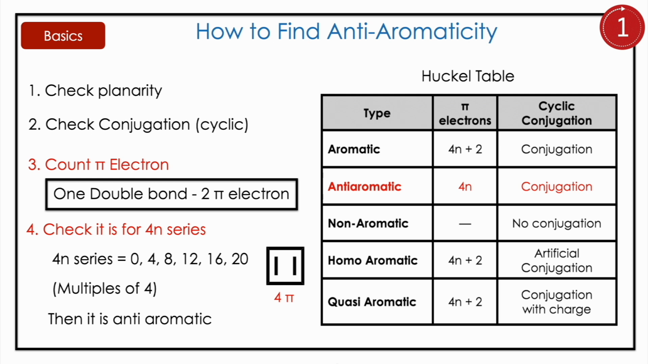How to find an anti-aromatic compound? First you check the planarity, whether the compound is planar or not. Then check the conjugation. Conjugation means you should find whether it has alternating single and double bonds or not. Then count the pi electrons. One double bond is 2 pi electrons. Then check whether it is a multiple of 4, that is 0, 4, 8, 12 and so on. Then you can conclude that it is an anti-aromatic compound.